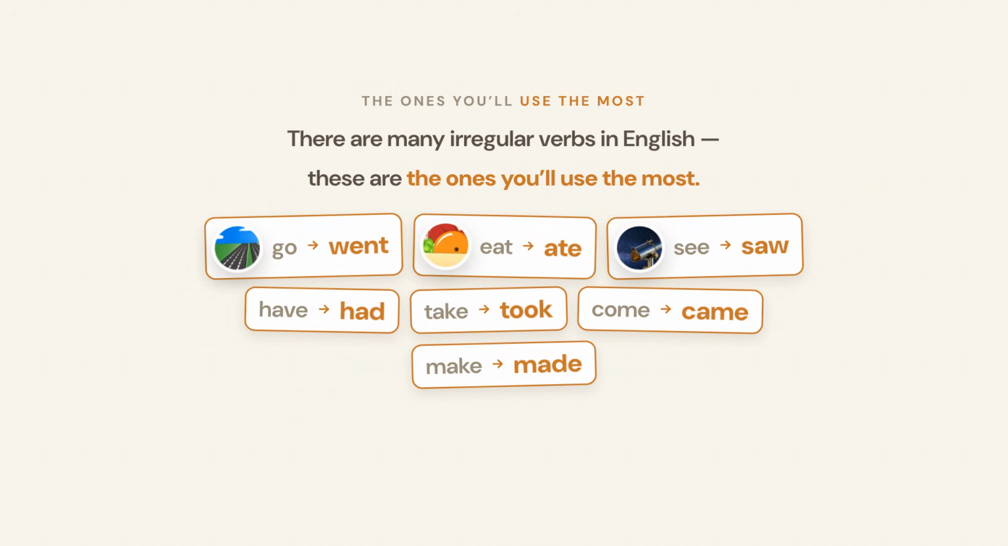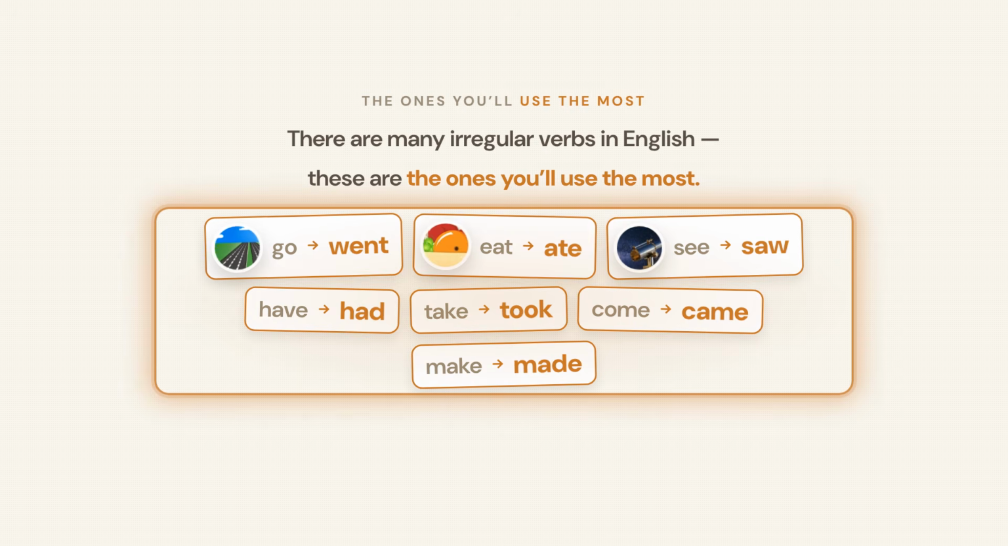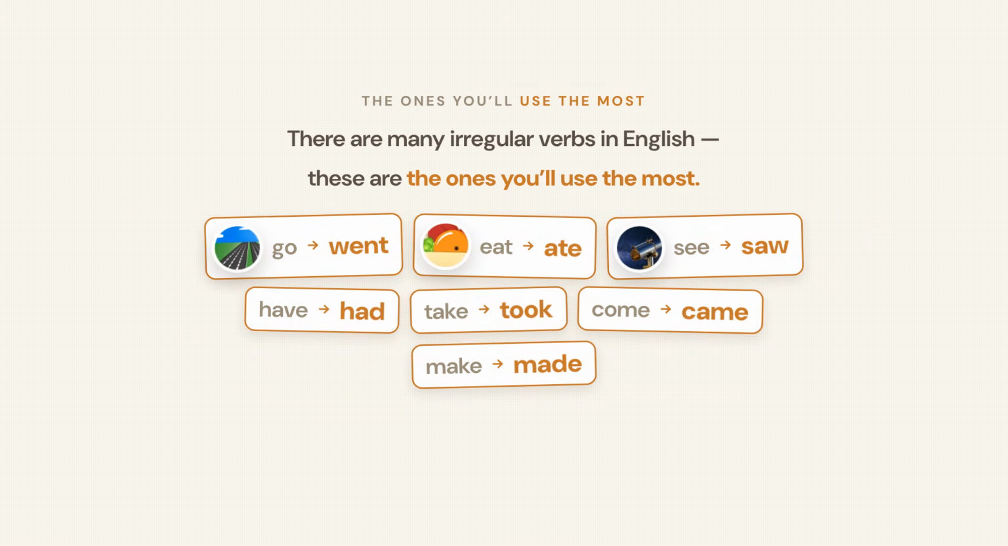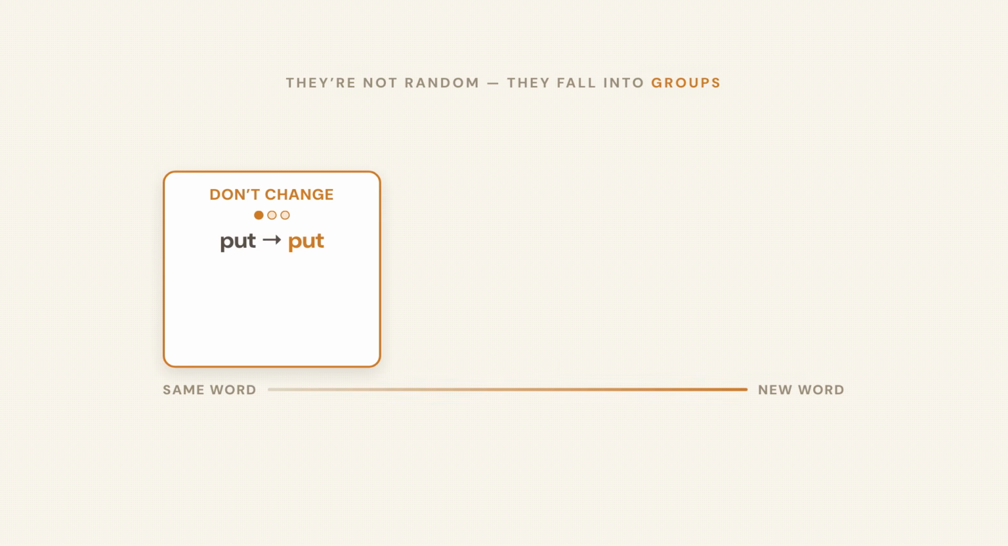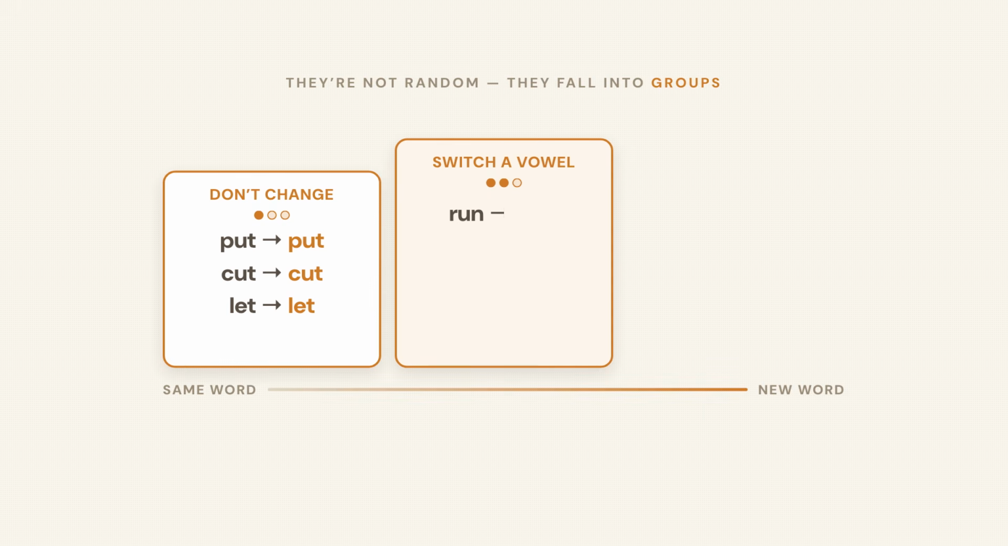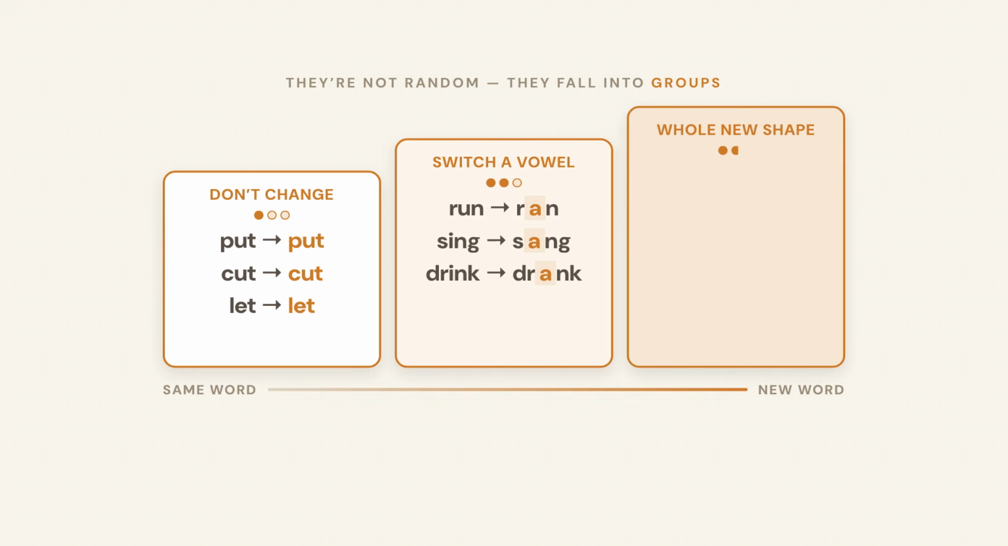I know, there's no rule to apply, but here's something that takes the pain out of it. They're not totally random. They fall into groups. Let's discuss some common verbs that fall into these groups. Some don't change at all. Put stays put. Cut stays cut. Let stays let. Some just switch a vowel. Run becomes ran. Sing becomes sang. Drink becomes drank. And some change their whole shape. Go to went. Buy to bought.